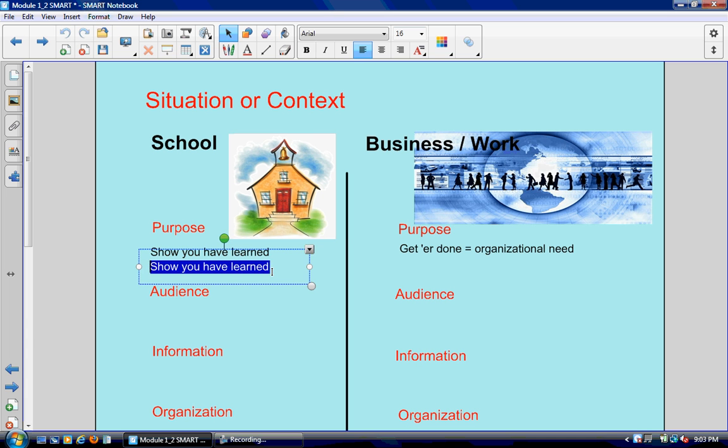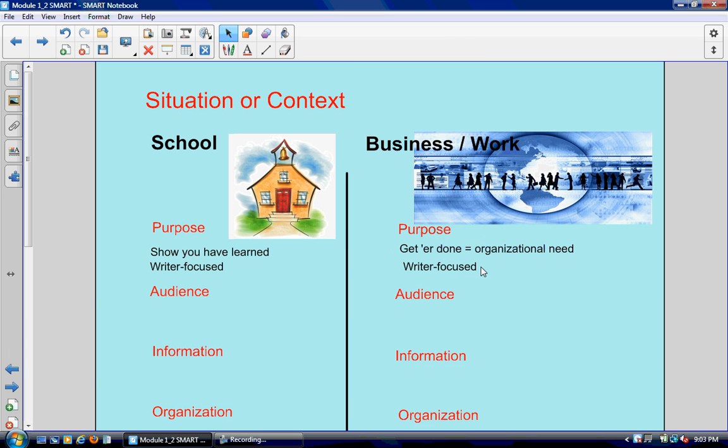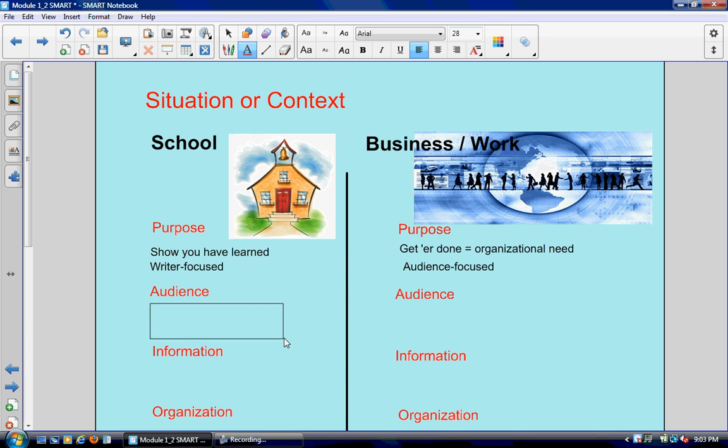So we'll put that here. This is more writer focused, trying to demonstrate that you've learned to your teacher. And in the business world, we're looking at writing that is more audience focused, because we need that audience to act in order to get the job accomplished. Okay. In terms of that, the textbook also talks about the differences in your audience.